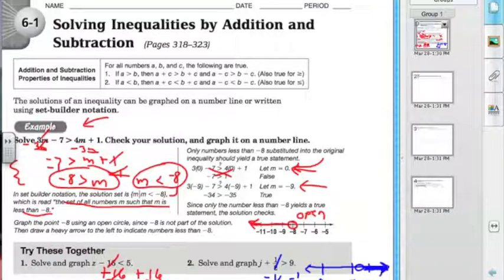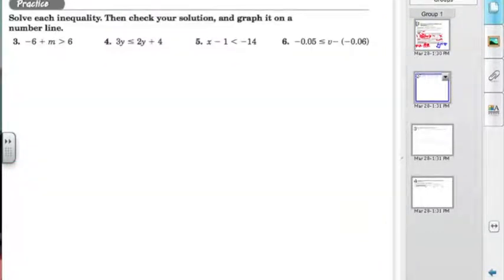So that's going to be all numbers this way. All numbers greater than 8 and 1/2. All right, let's go on to page 2. Page 2. Solve each inequality and graph it.